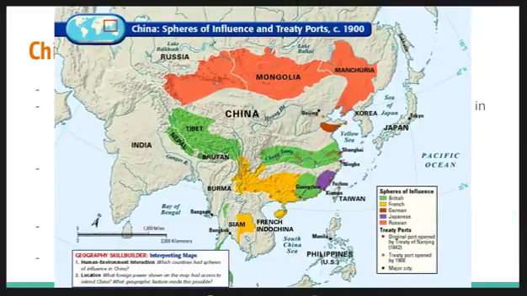Now, to give you an idea about the spheres of influence, the areas, the ports and other areas that were controlled by European countries, you can look at this map and see where it was the Japanese, the British, the French, and the Russians were involved, kind of just splitting up China and its resources and people.